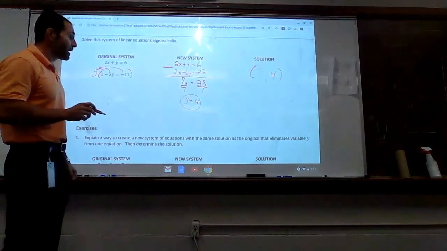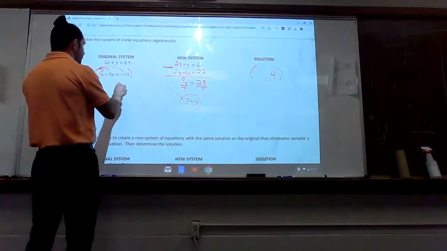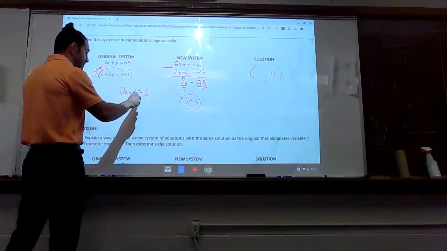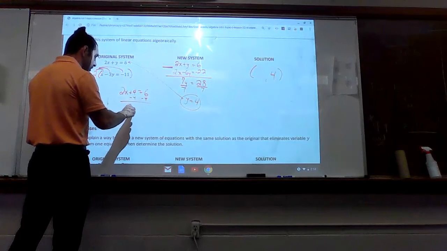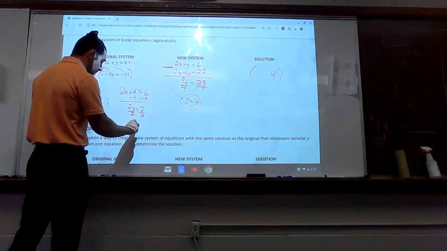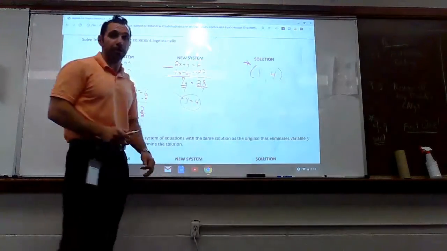Well, how do I go back and find my x? I go back to the one that I didn't change. And I say 2x plus 4 equals 6. I subtract 4, leaves me with 2x equals 2. I divide both sides by 2, x equals 1. My solution is now (1, 4).